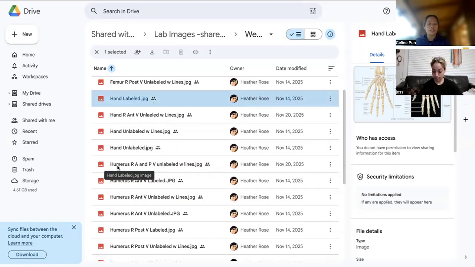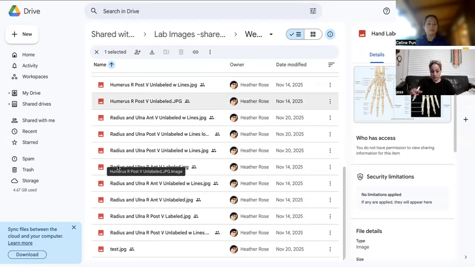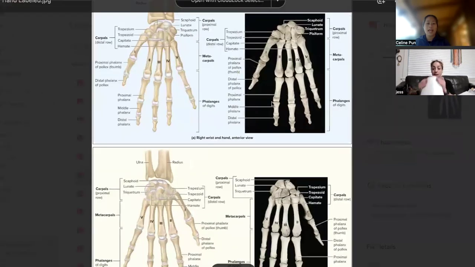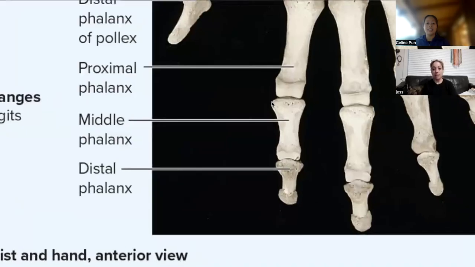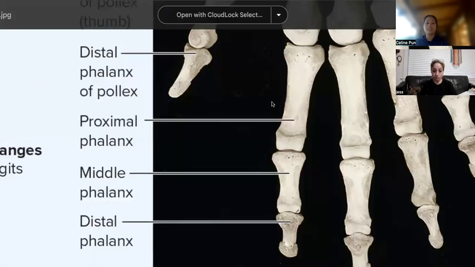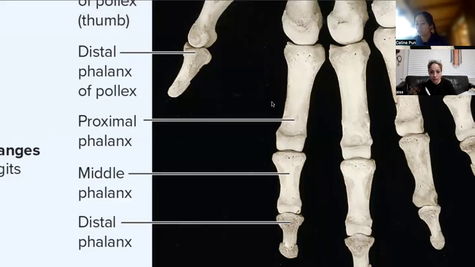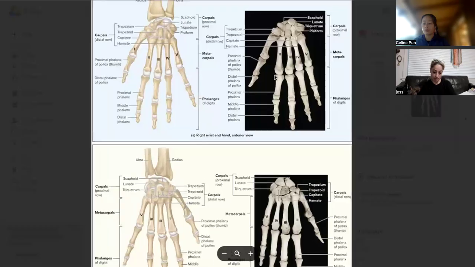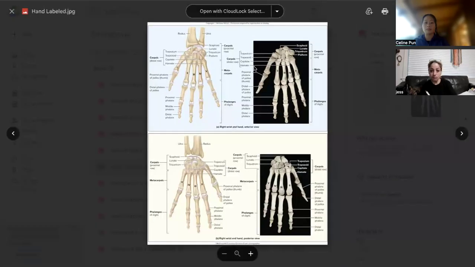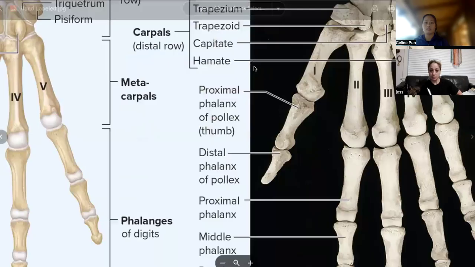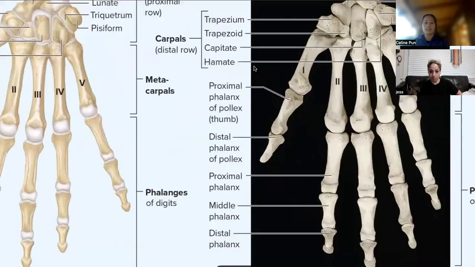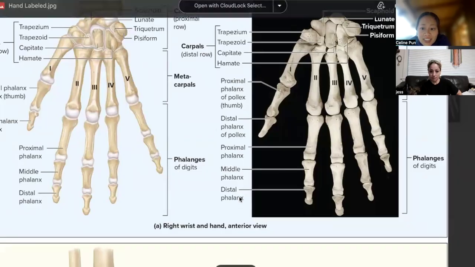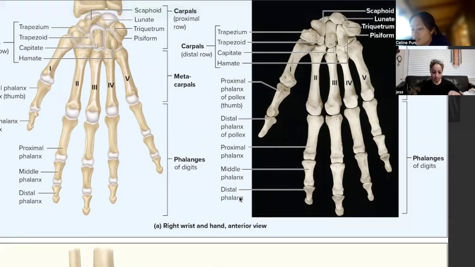Okay. You ready to move on to the hand? Yes. For the hand, it's all about directionality as well. Do you remember what distal means? Yeah, away from, like the furthest away from the root of the limb. What about proximal? Closest to. Yes. Okay. And then the phalanx just means fingers.